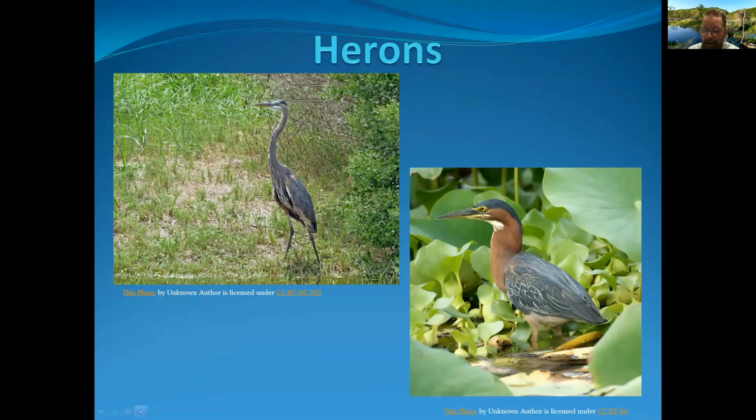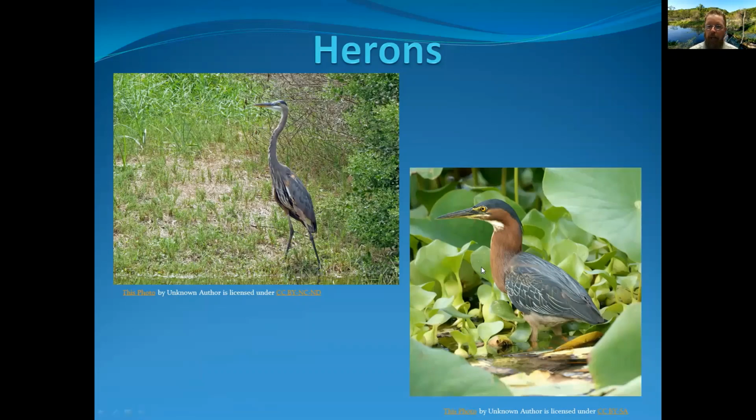So let's talk about herons. Herons are wading birds. Over here on the left, we have a great blue heron. They stand between 4 and 5 feet tall, and they have a wingspan of between 5.5 and 6.5 feet. And great blue herons are diurnal. That means they're out during the day.